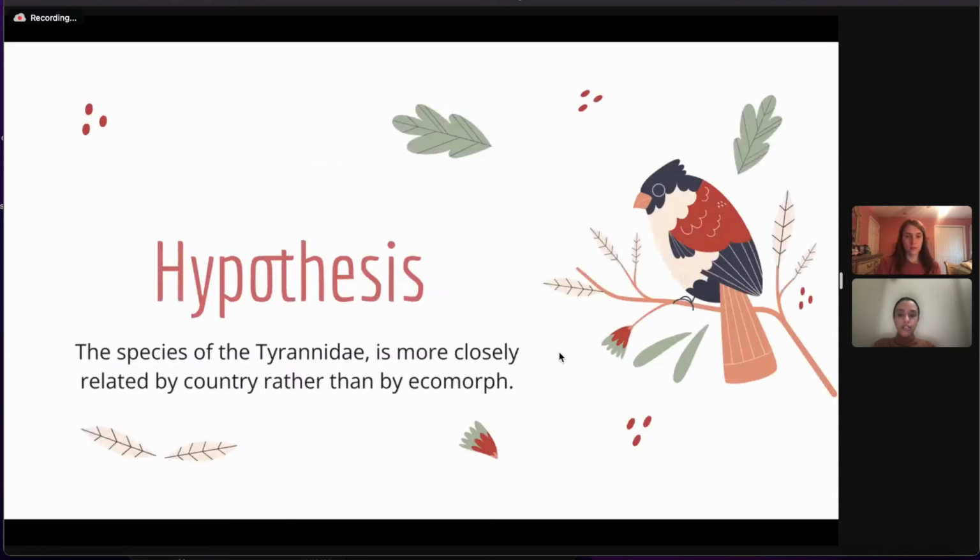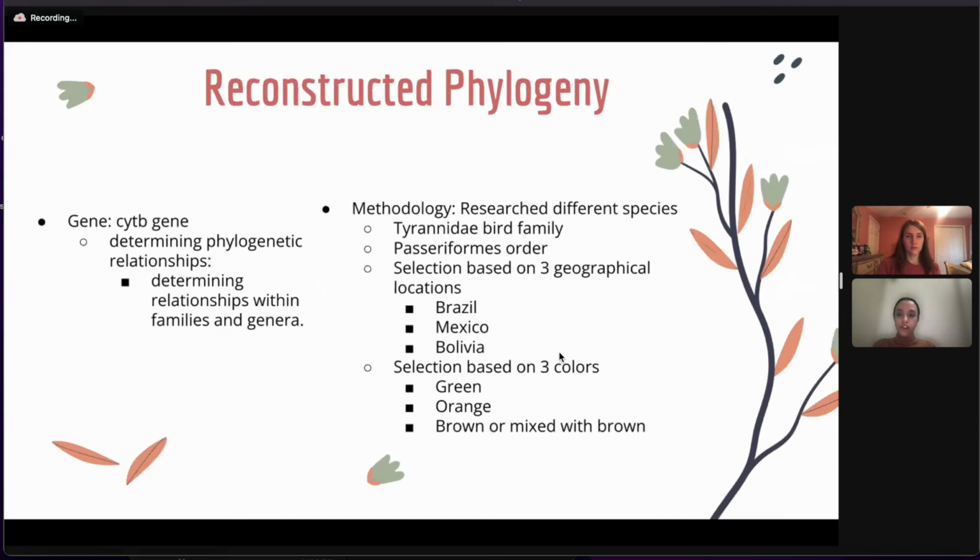So, our hypothesis is evaluating the species of Tyrannidae, and it is looking at whether they are more closely related by country or by ecomorph. For our reconstructed phylogeny, we focused on the CYTB gene. This gene is useful when determining phylogenetic relationships, and it was also used within the literature paper that we mentioned previously. It is used because of its sequence variability, and it is very good at determining relationships within families and genera. We used GenBank to obtain this data, and for our methodology, we used birds within the same family, and we used birds within the same order.